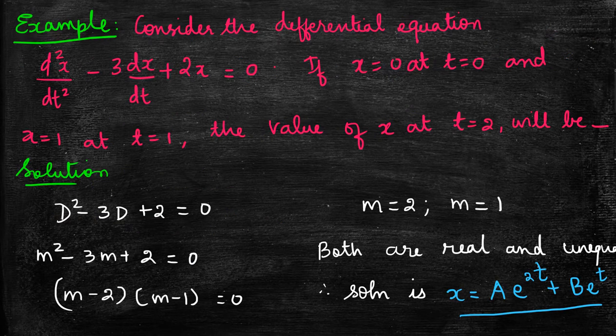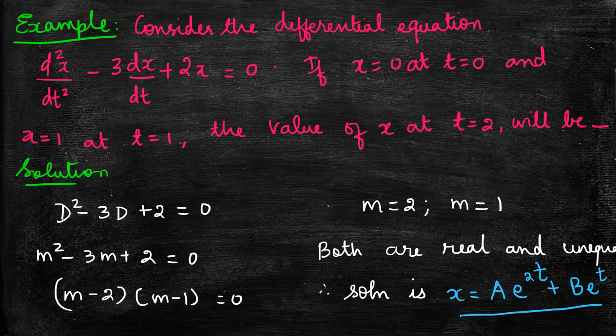So let us see an example of how to solve a homogeneous differential equation. So here is a differential equation, and if x is equal to 0, t is equal to 0, and x is equal to 1 at t is equal to 1, we have to find the value of x at t is equal to 2. So first we have to solve this. We are going to write this differential equation as D square minus 3D plus 2 is equal to 0. Now I am going to write my auxiliary equation, which is m square minus 3m plus 2 equal to 0. And after solving, I get the roots to be m is equal to 2 and m is equal to 1. They both are real and unequal.